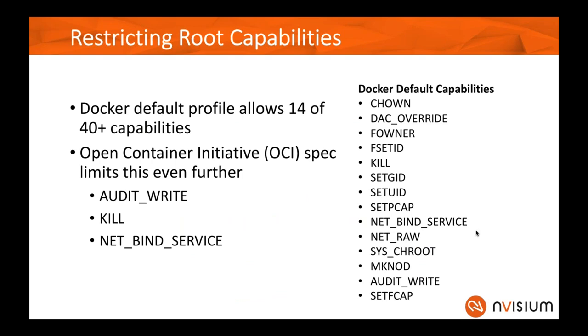With regards to restricting root capabilities, by default, Linux has quite a few capabilities. Docker allows a handful of those. So here's an example of what Docker gives you. And if you look at, for example, OCI containers, they drill that down even further, and you start from an even smaller list of capabilities potentially. So this is pretty important, right? Because even if an application is able to elevate itself to root, you can also limit what those root capabilities can do, which essentially can further limit that attacker, right? So pretty powerful, it's kind of crazy not to take advantage.